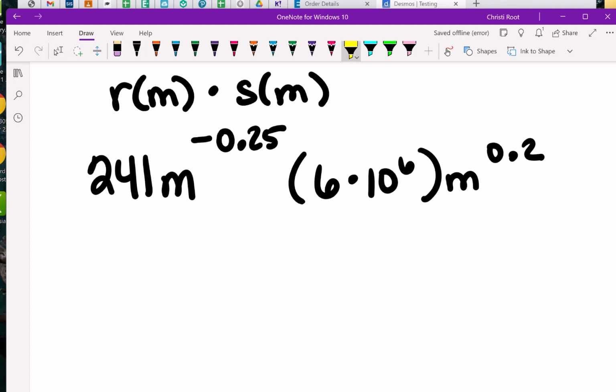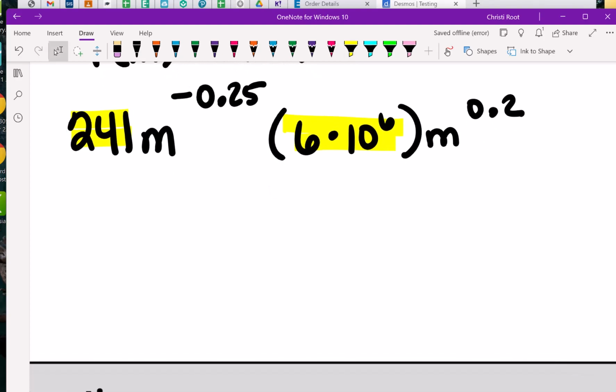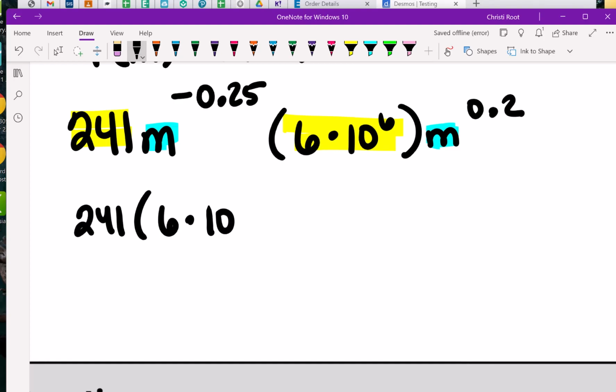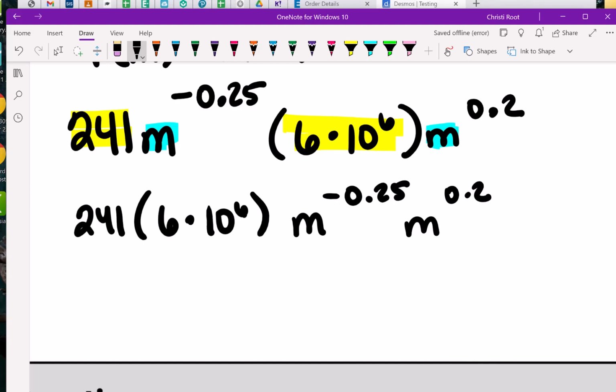And the commutative property allows me to rearrange things that are being multiplied. And everything in this is being multiplied. It looks kind of crazy, but all of it's being multiplied. So those are my whole numbers, and these are my variables. And notice your variables are the same. So I can combine the variables to be one variable. I'm going to write 241 times 6 times 10 to the power 6. And then I'm going to put m to the power negative 0.25. And then m to the power 0.2.